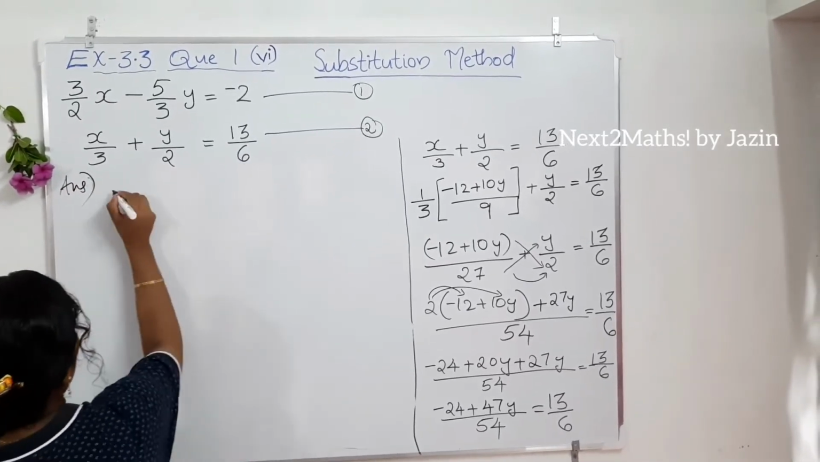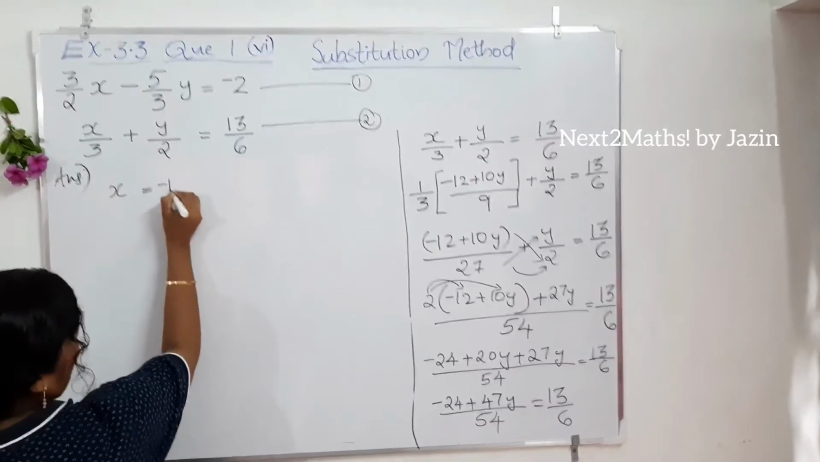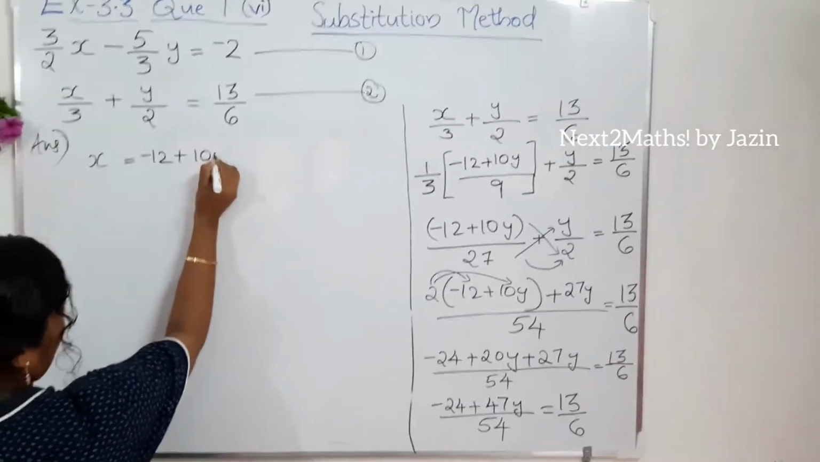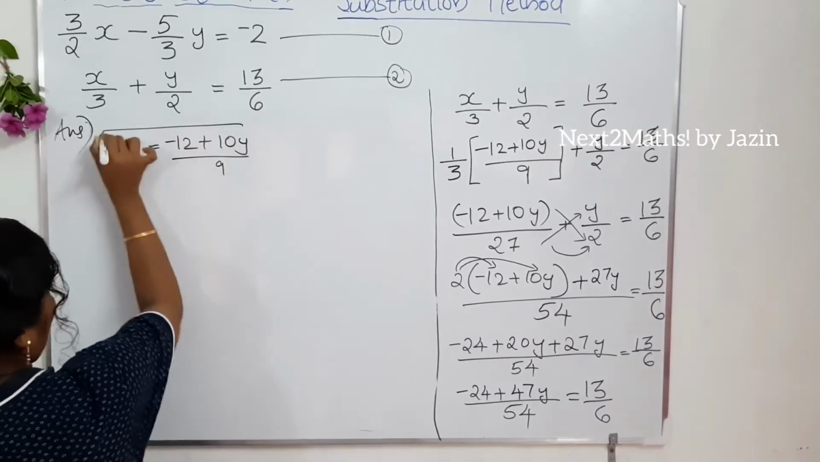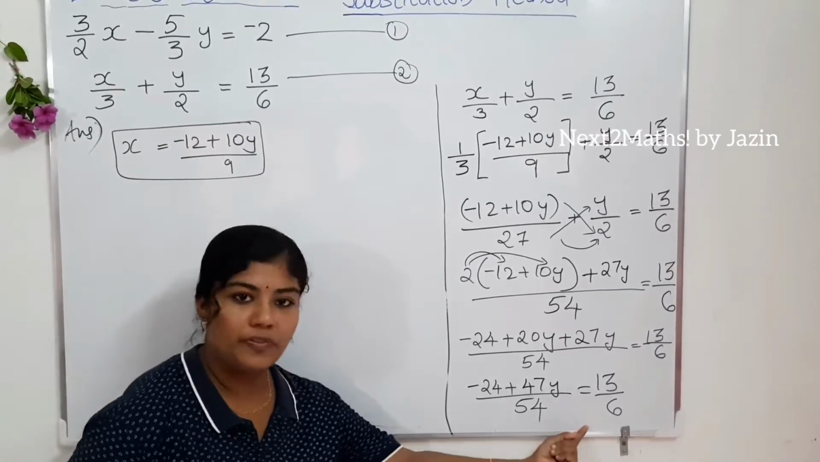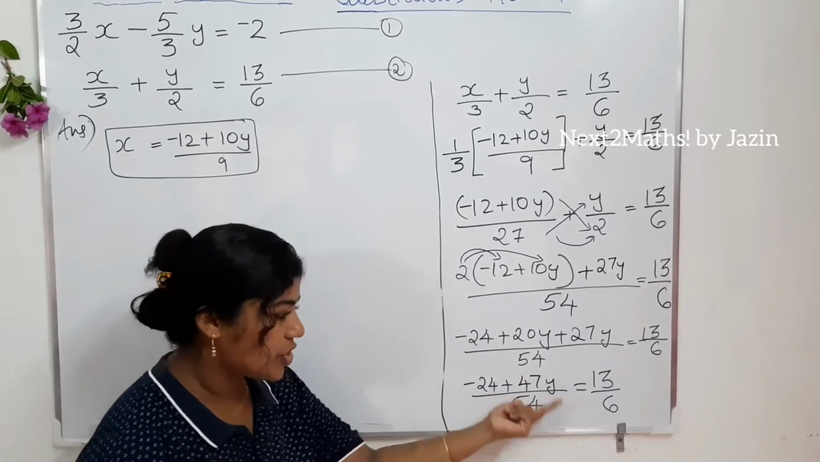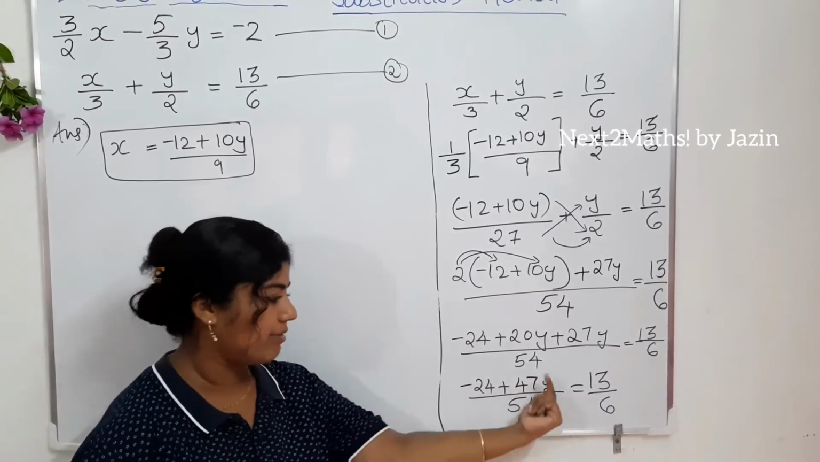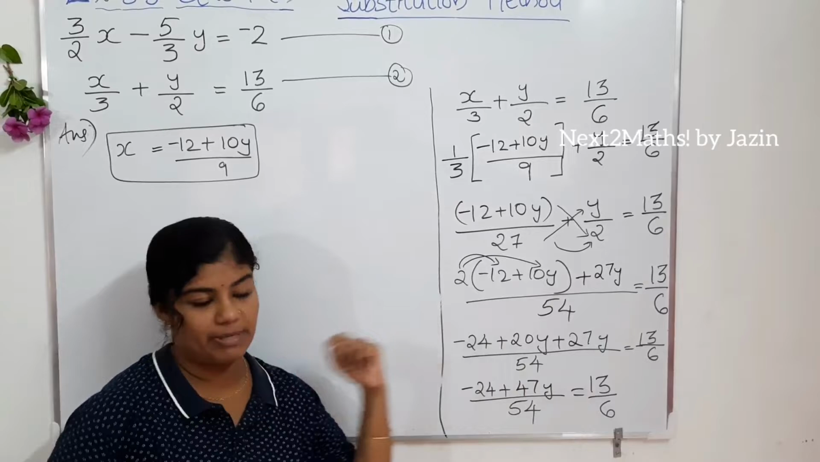Let's write here what was our x, just for our reference only. Minus 10y by n. This was our x. This is for our reference. Then I am going to continue from this side. Here, where we stopped, minus 24 plus 47y by 54 equal to 13 by 6.